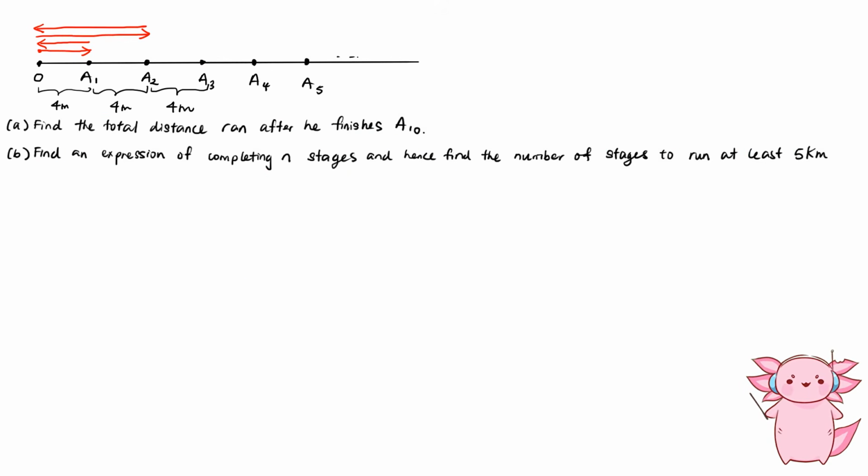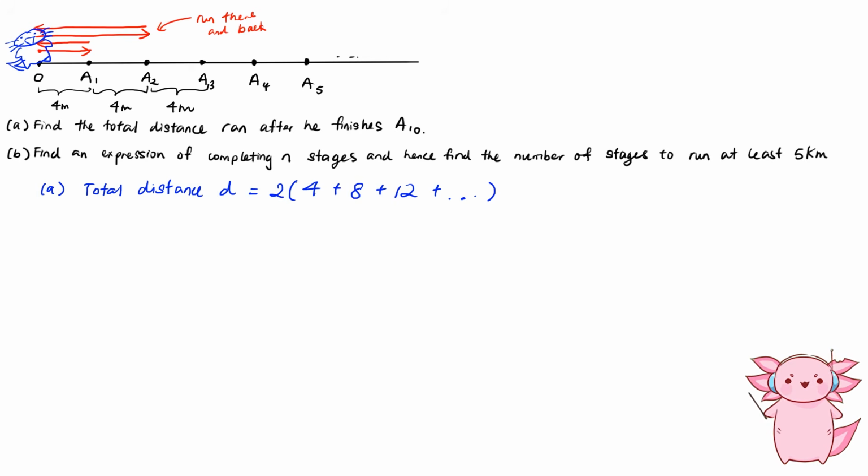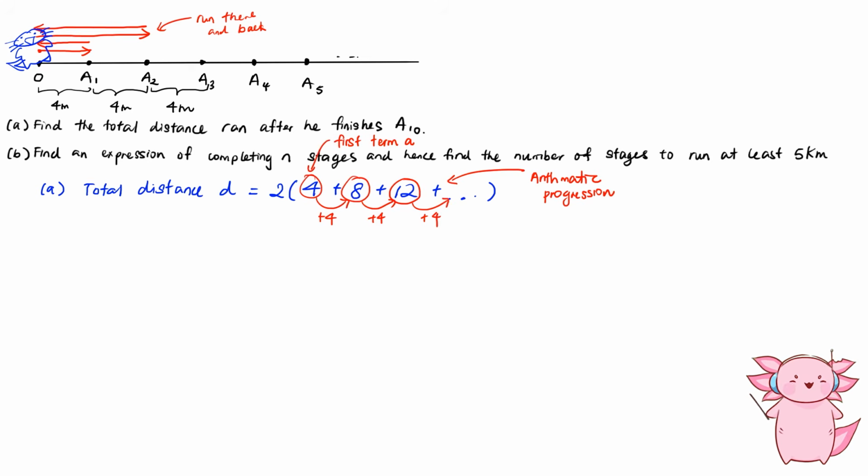This question talks about some guy running from O to A1, then back to O, then to A2, and so on, kind of like a shuttle run. Because he needs to run there and back, the total distance is 2 times 4 plus 8 plus 12 plus 16 and so on. So this kind of number pattern is actually called an arithmetic progression, because they have a common difference of 4, and we call the first term a over here.